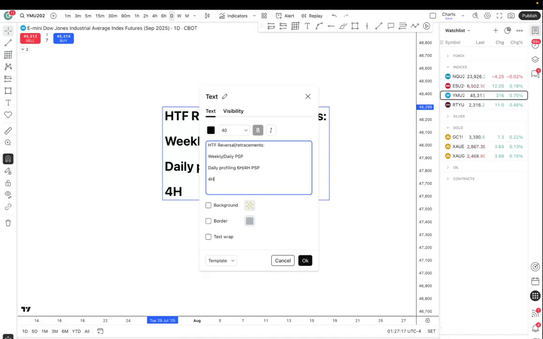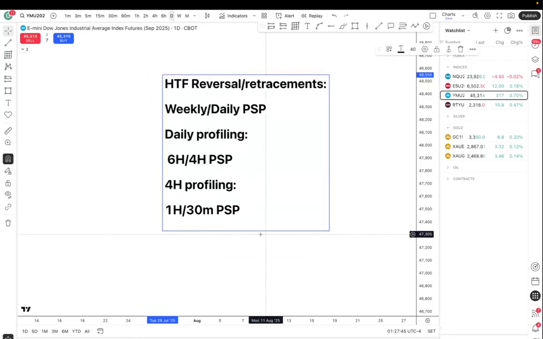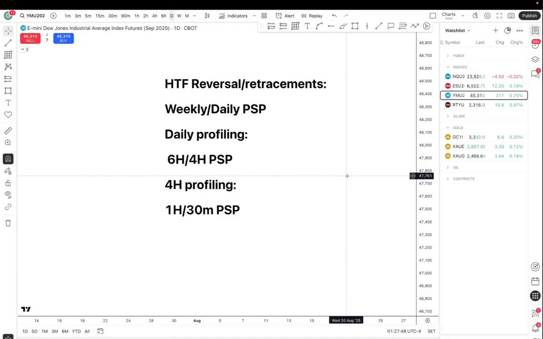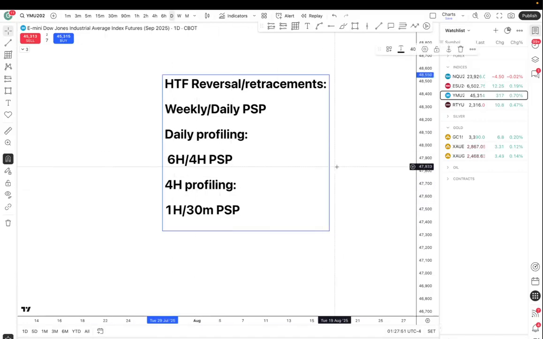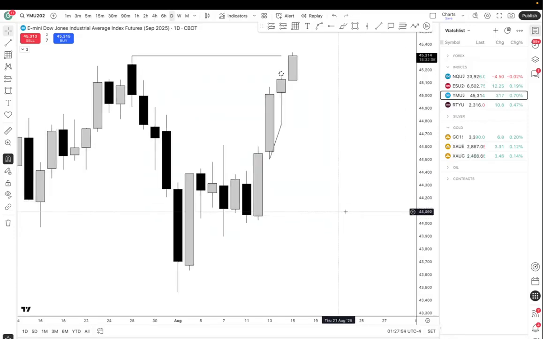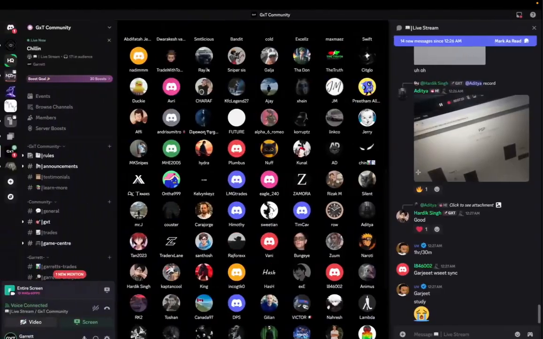And then to confirm 4-hour candles, you're going to confirm it with hourly/30 minutes PSP. This is how I personally do it. This is how I align it. So you can go ahead and screenshot that. That's how I confirm narrative, essentially to get on side and confirm reversal. So let's get into some examples.